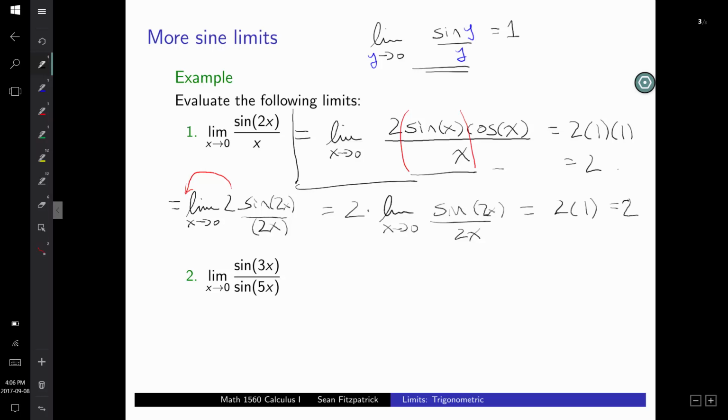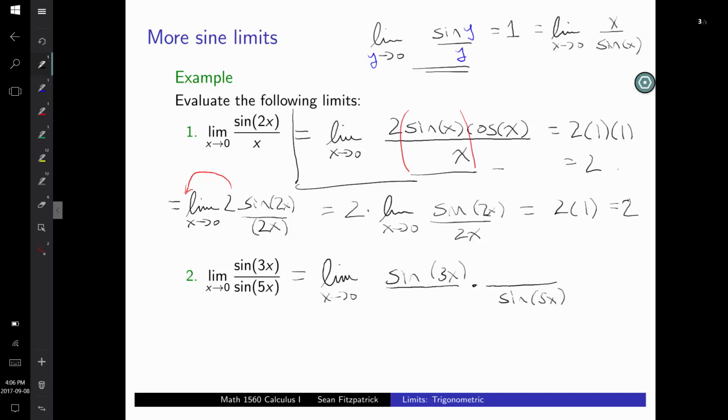Let's end with this one. This one's a little bit trickier, sine 3x over sine 5x. Let me show you how this works. It's going to be the same sort of trick as what we just did, but I'm going to split things up. Sine 3x, to be determined denominator, sine 5x. By the way, I should mention that if I did x over sine x, if I take the reciprocal, I still get 1 in the limit. Flipping it over, if I flip 1, I still have 1.